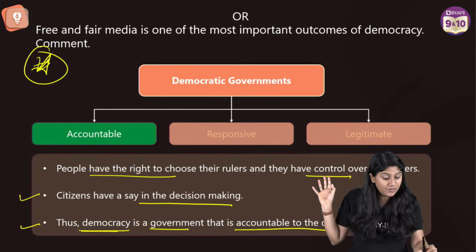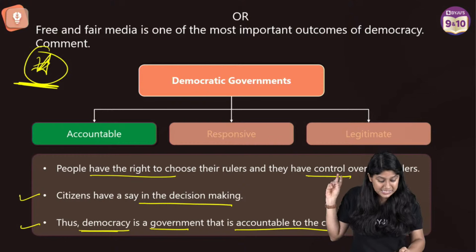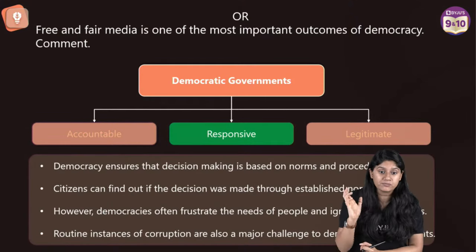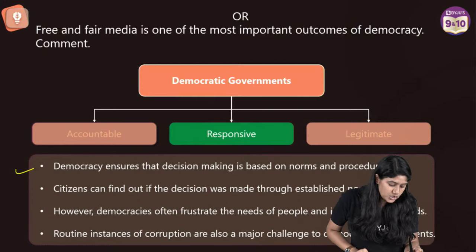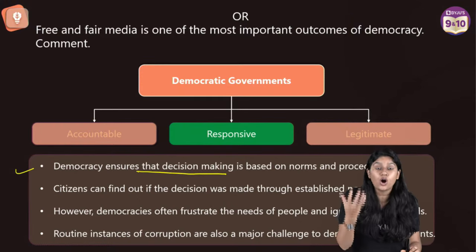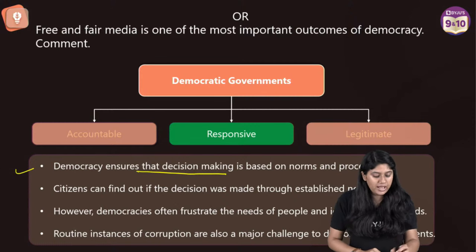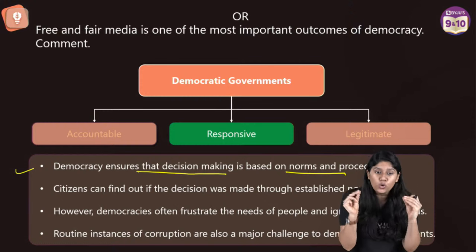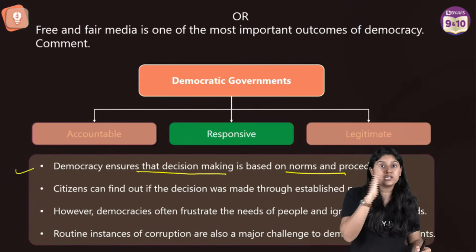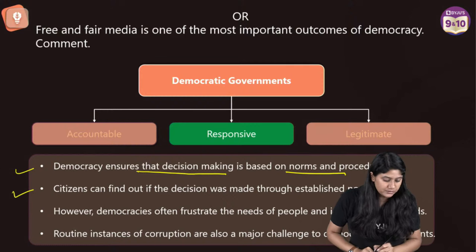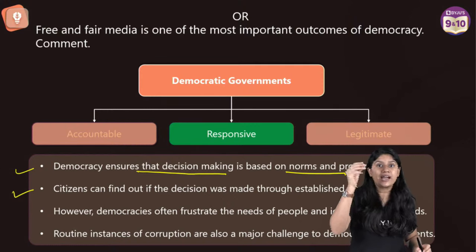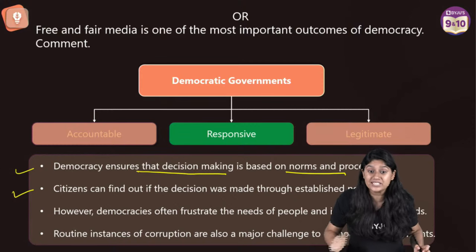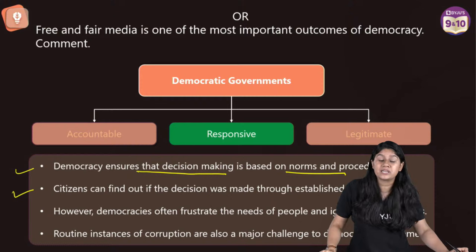This question can come otherwise also. It's very, very important. The second point is responsive. How will we find that a government is responsive? First important point, they ensure that decision making is based on norms and procedures. In our country, we have so many laws, procedures and policies. So a true accountable government will be following all of these norms and procedures. For example, if I want to find out something, I'll be able to find out how the government is working. Very good. Citizens have a right to examine the process by which decisions are made.